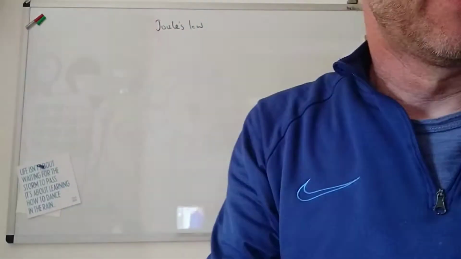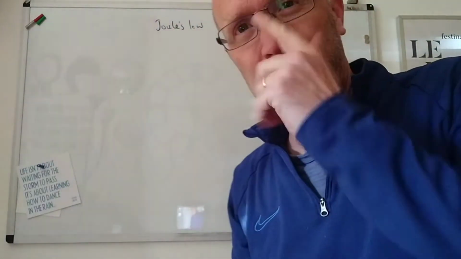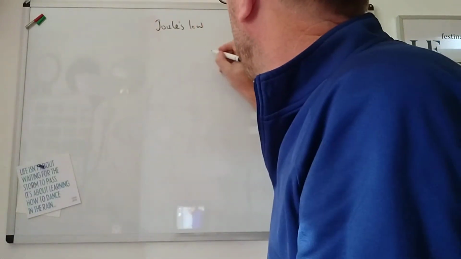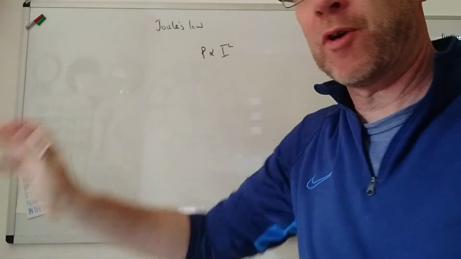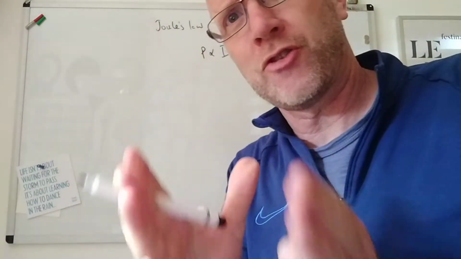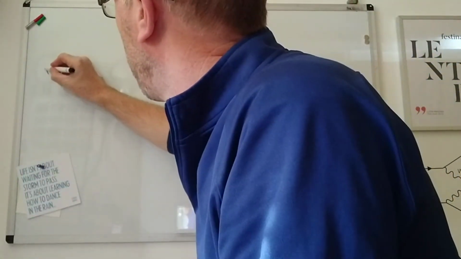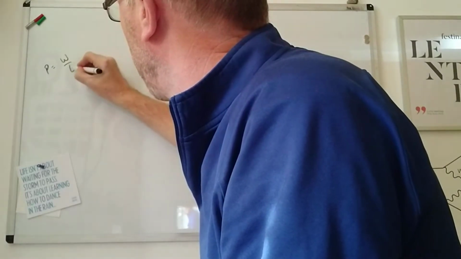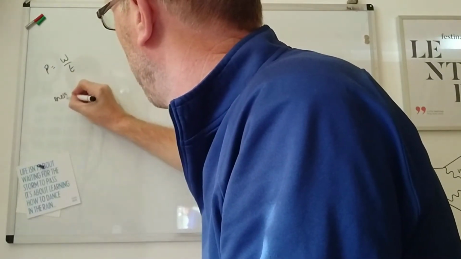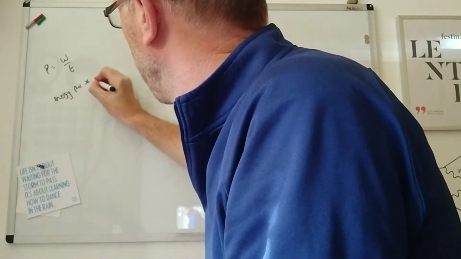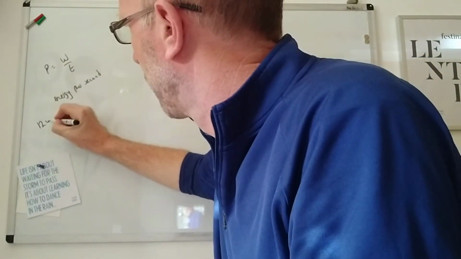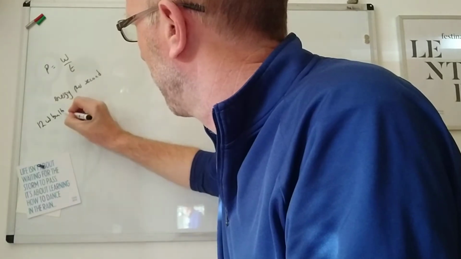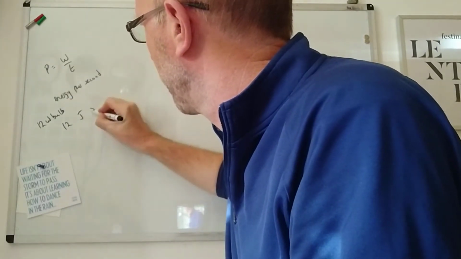Now, Joule's law states that power is proportional to I squared. Remember power, we keep going back to power. Power from our mechanics is energy per second, work over time. This is something that's really important to get your head around. If we talk about a 12 watt bulb, we're talking about 12 joules of energy per second.